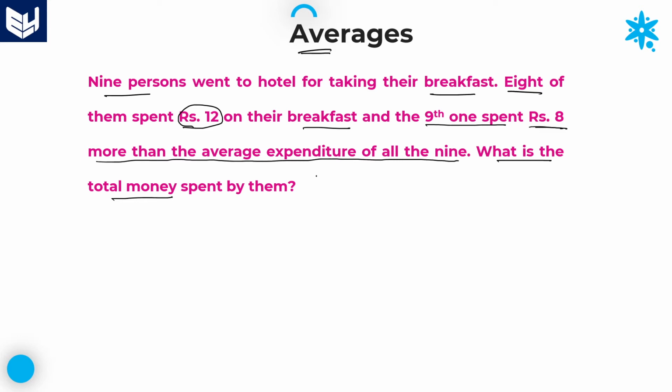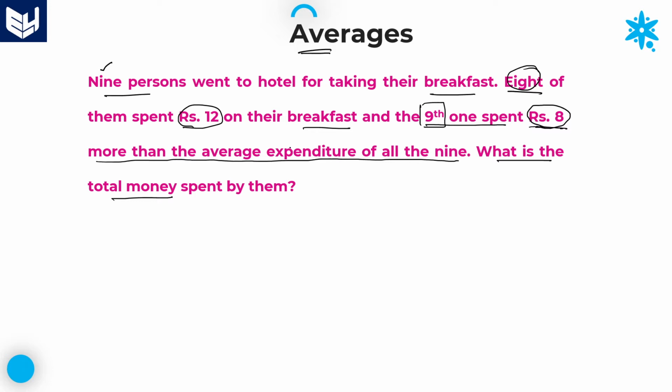According to the question, 9 persons went to a hotel for taking their breakfast, and out of those 9 members, 8 of them spent 12 rupees on the breakfast. That value is directly given. Whereas the ninth person spent 8 rupees more than the average expenditure of all the 9. This sentence is very important.